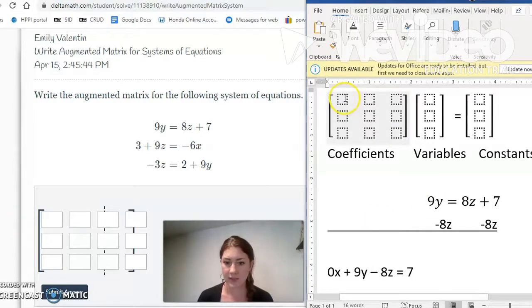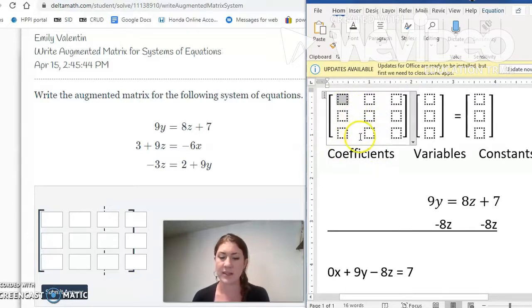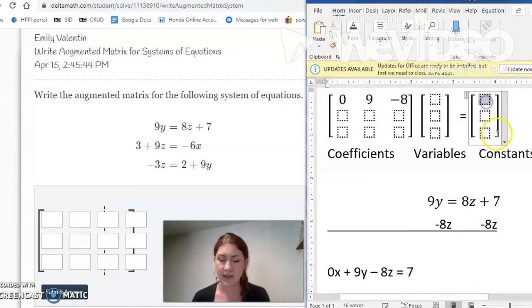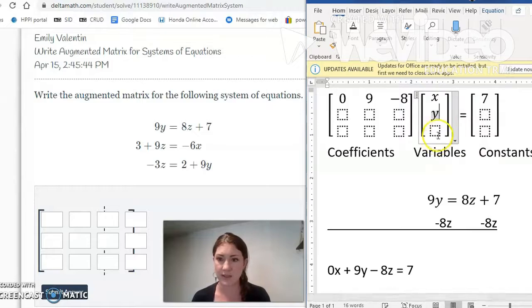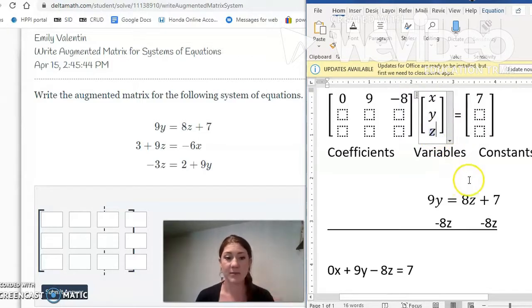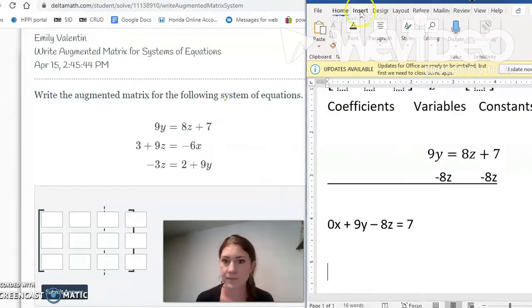Okay, so the way that I'm putting this in, that first column is my x's, the second column is my y's. So there are 0 x's, 9 y's, negative 8 z's, and that equals 7. Okay, so my variable matrix x, y, and z, that's not going to be part of the augmented matrix. So that's kind of going to be where the line is in the augmented matrix on Delta Math when we put it together. But let's look at these other equations first.